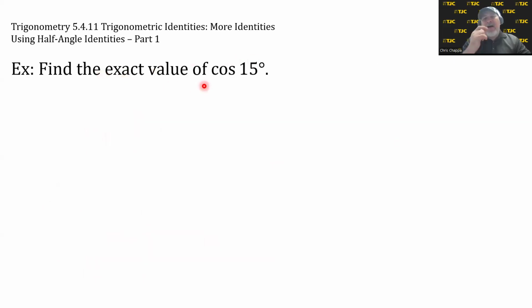For example, find the exact value of cosine of 15 degrees. Now, some of you might be thinking we can do this using a cosine difference formula, since 15 is equal to 45 minus 30, and we know everything about those two angles, but we can also use a half angle formula since 15 is half of 30.